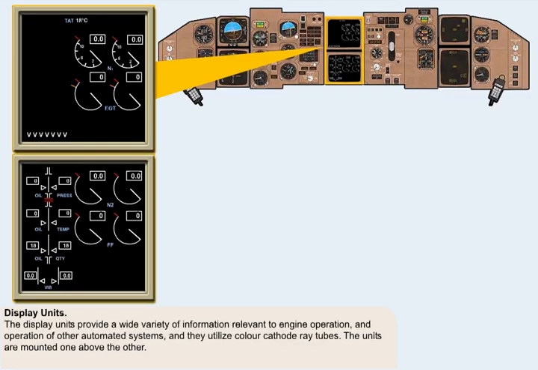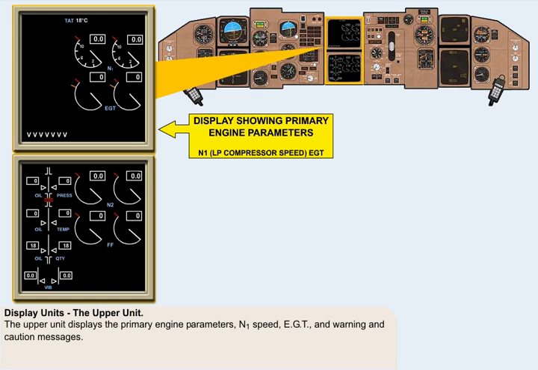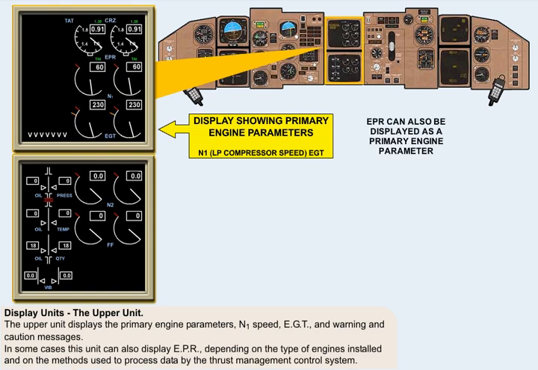The display units provide a wide variety of information relevant to engine operation and operation of other automated systems, and they utilize color cathode ray tubes. The units are mounted one above the other. The upper unit displays the primary engine parameters, N1 speed, exhaust gas temperature, and warning and caution messages. In some cases, this unit can also display the engine pressure ratio, depending on the type of engines installed and on the methods used to process data by the thrust management control system.